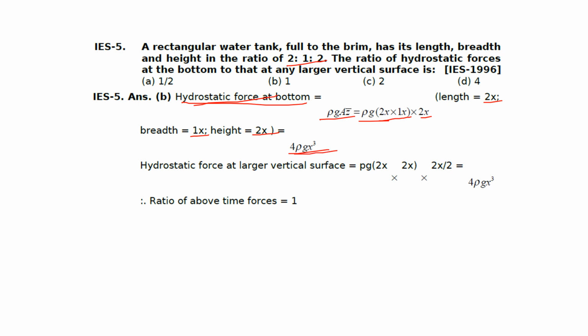Similarly for the hydrostatic force on the larger vertical surface, it is almost similar. So rho g, 2x into 2x, and the height will be half here, so the half will cancel out. If you simplify, you'll get 4 rho g x cube. So both are equal. If you take the ratio, you'll get 1. So the answer is B.